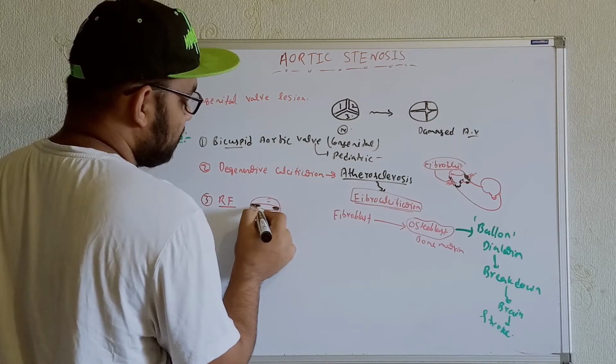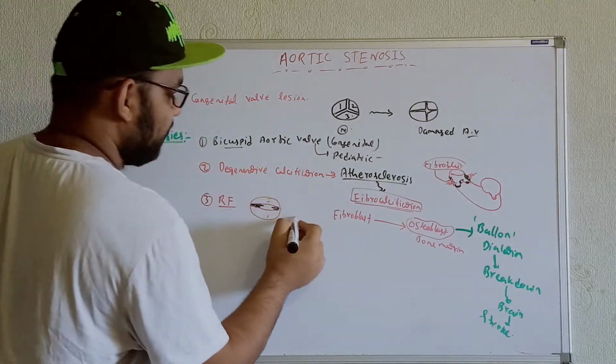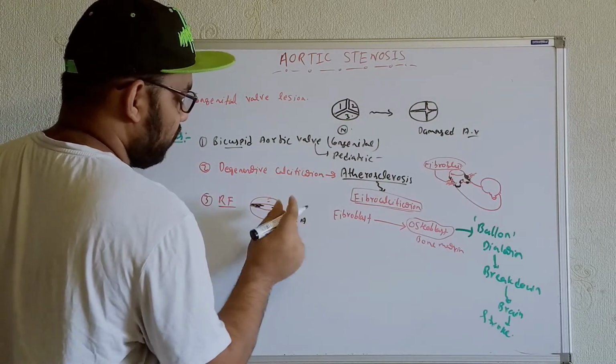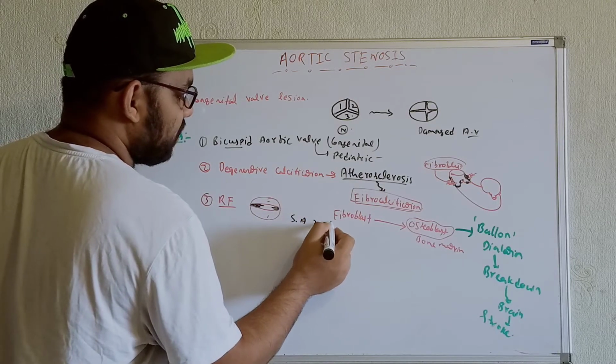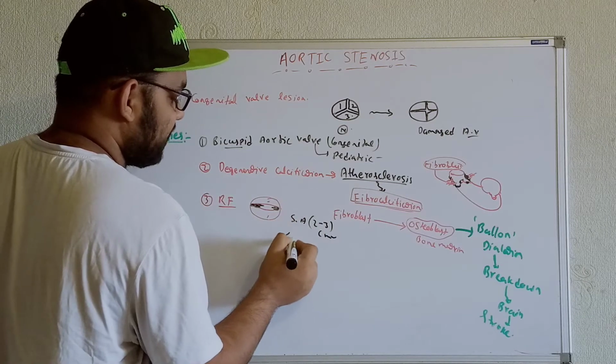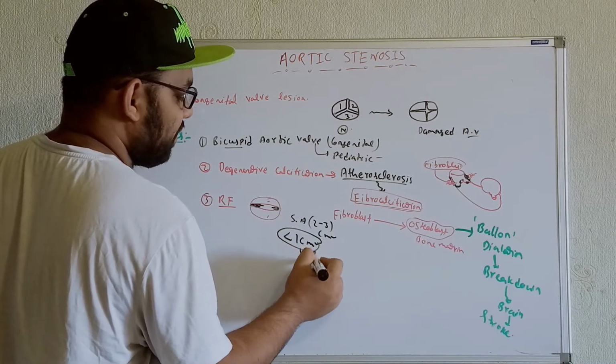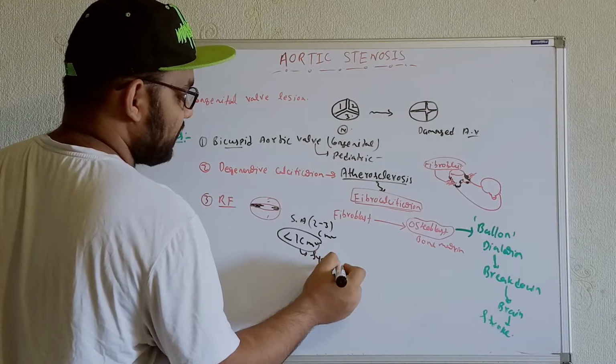Whenever we get the fusion of these cusps, as a result we will see a change in the surface area of the valve. Normally it is around 2 to 3 centimeter square, but whenever we get fusing like this, the surface area will be less than 1 centimeter square, and at this time we will see the symptoms appear.